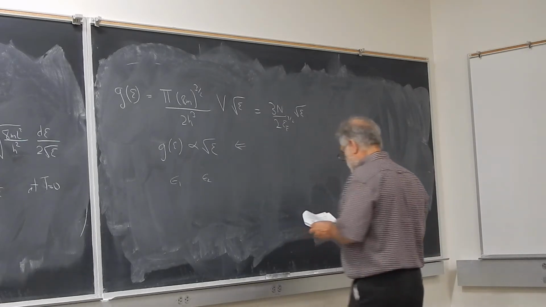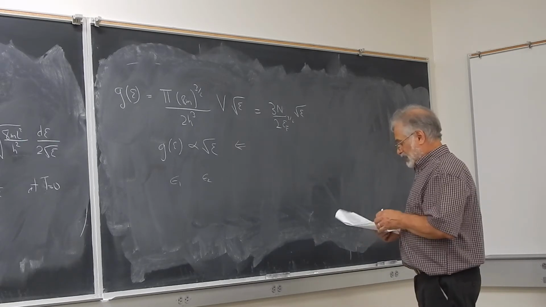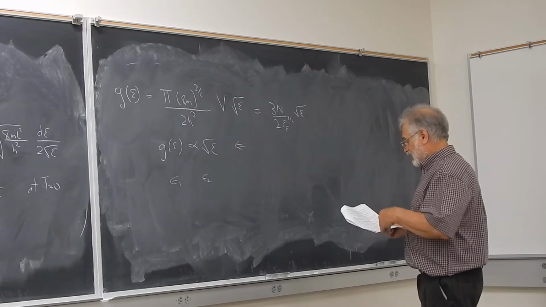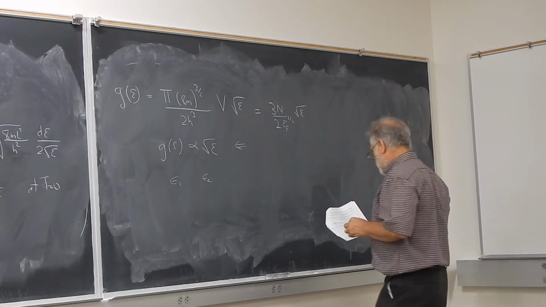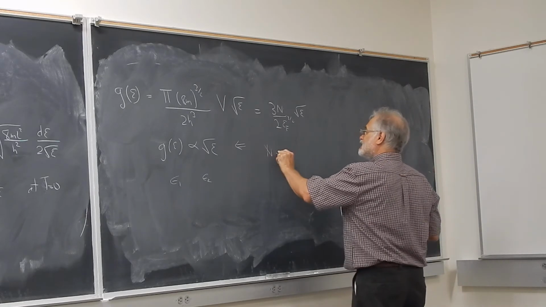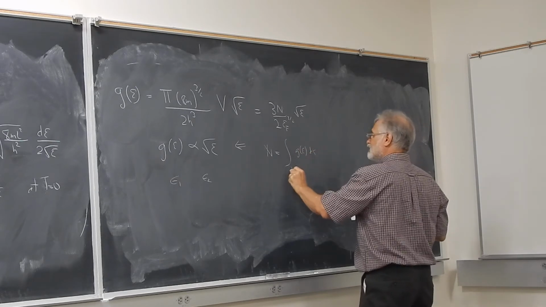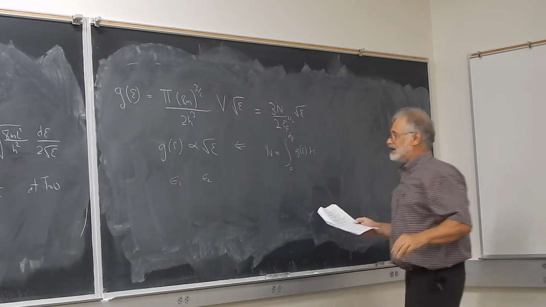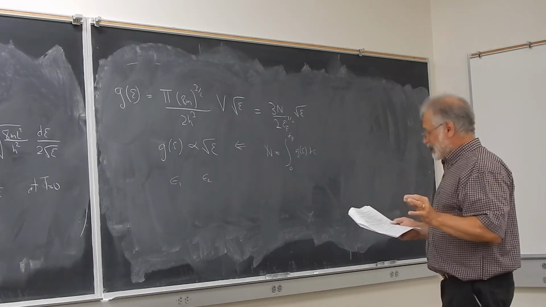So in this case, for a free electron gas at T equals 0, we get the total number of electrons by integrating up to the Fermi energy. So all we would have to do is say n is equal to the integral of g of E dE from 0 to the Fermi energy. Suppose, though, we want to look at a case when T is not 0.